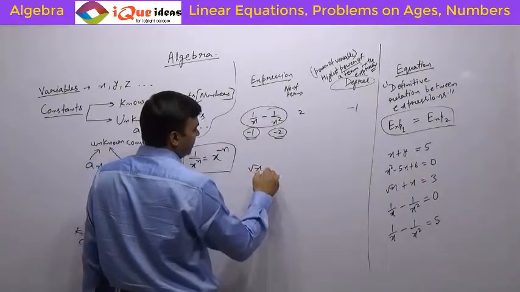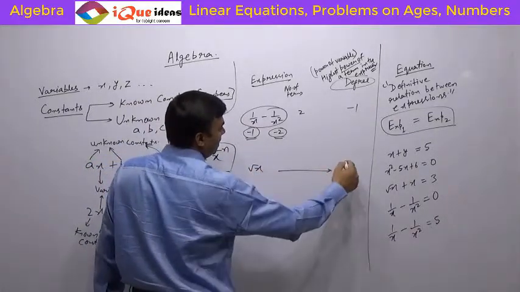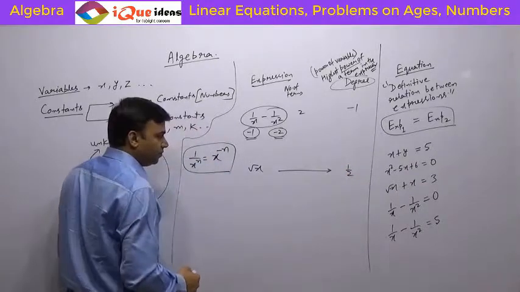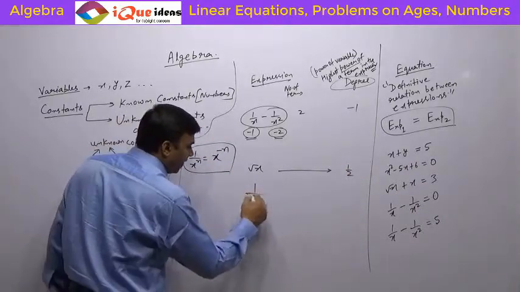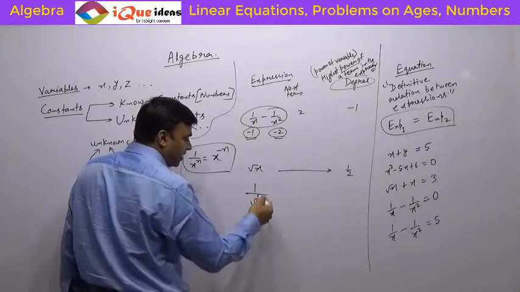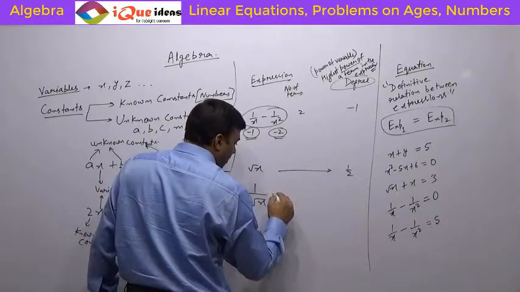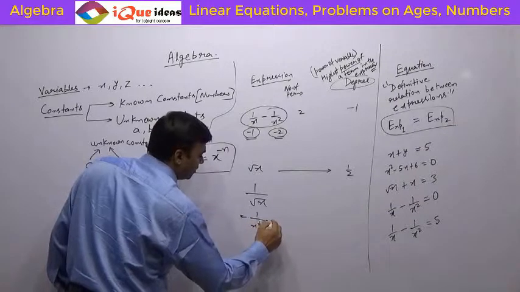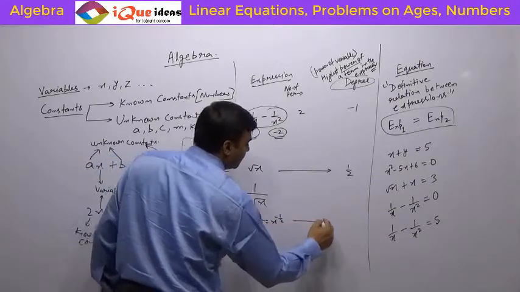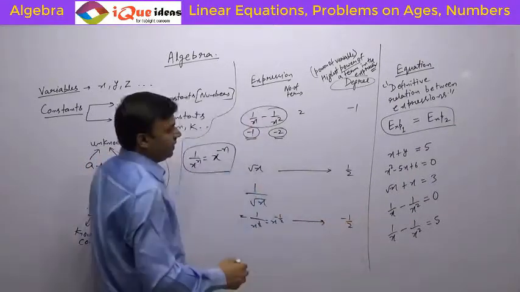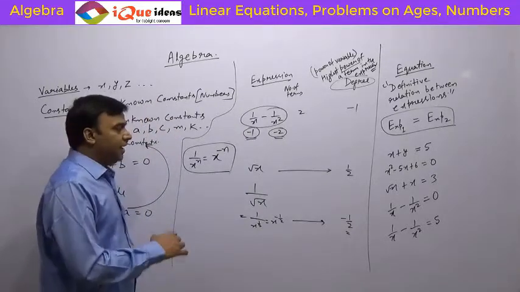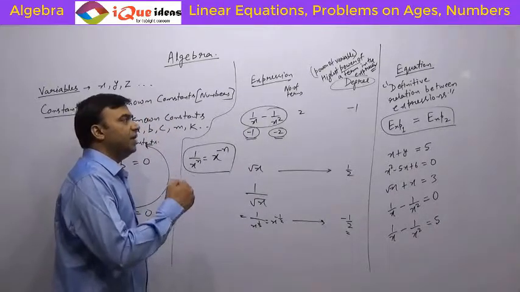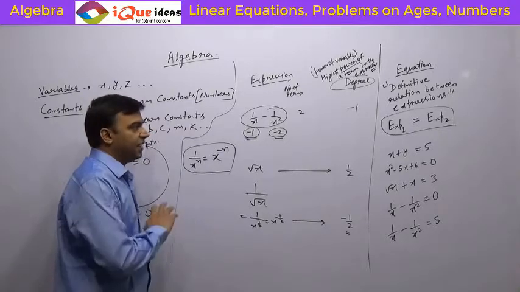Similarly, root x, what is the degree of this expression? Degree of this expression is 1 by 2. Okay. What if it is 1 by root x? What will be the degree? So this is actually equal to 1 by x to the power 1 by 2, which is actually x to the power minus 1 by 2. So the degree of this expression is minus 1 by 2. Right? So a degree of an expression can be positive, negative, fraction, everything.